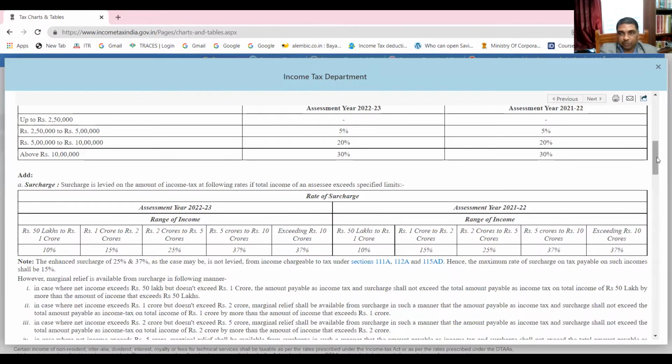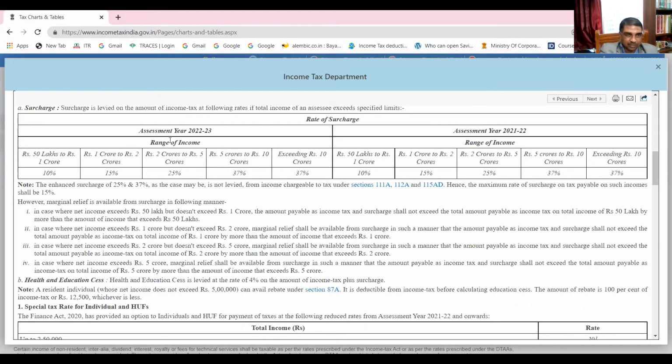Now you see the surcharge payable by individuals, HUF and others. For assessment year 22-23, are you able to see the rate of surcharge here? It talks about range of income. If the total income is 50 lakh to 1 crore, that means up to 50 lakh there will be no surcharge. When we applied the tax calculator, you saw that tax amount and cess amount were calculated, but surcharge amount was showing 0. This is because in that example, 12 lakh rupees was below 50 lakh rupees. But when the total income exceeds 50 lakh and is up to 1 crore, what is the surcharge?